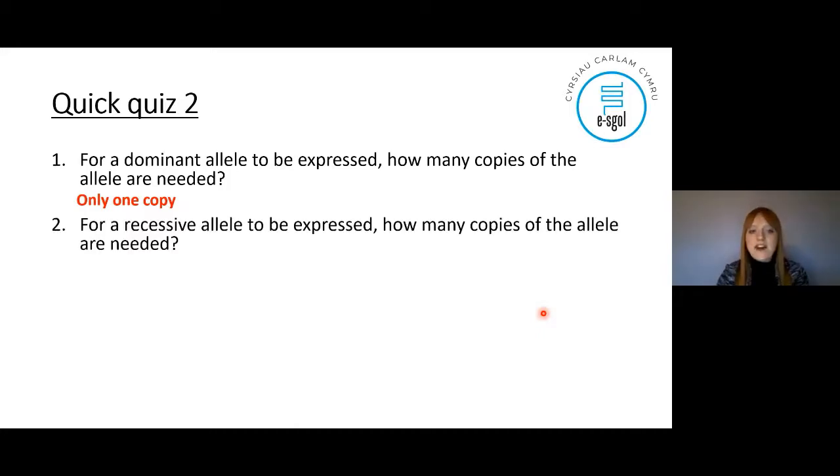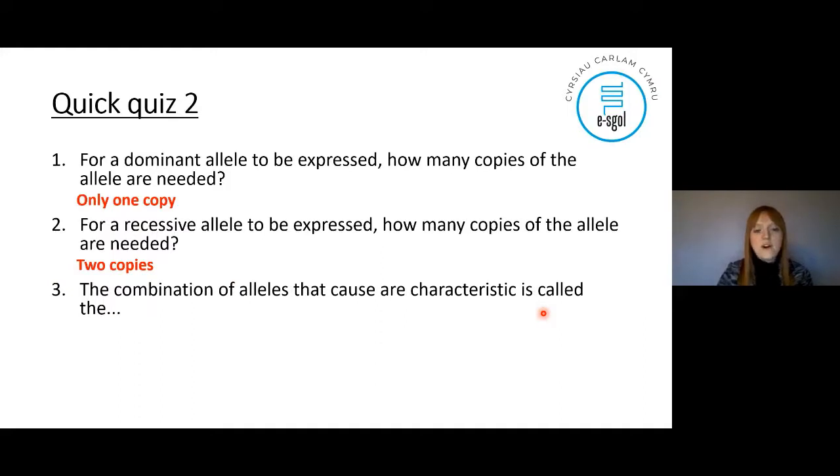For a recessive allele to be expressed, remember these are the lowercase letters now, how many copies of the allele are needed? So for a recessive allele to be expressed, how many copies of the allele are needed? Say your answer aloud. 3, 2, 1. 2 copies.